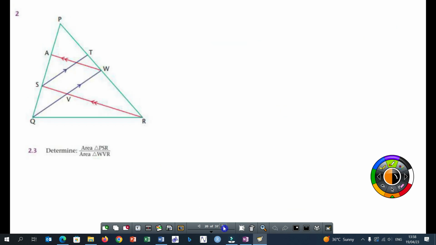Okay? Then let's come to the area question. So let me delete this. Right, so the area question now. This one here is a little bit different from the questions we have done so far on area. Okay, it's slightly more complex. So, one, the area of PSR.